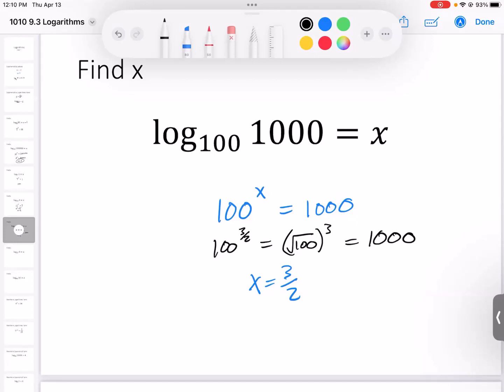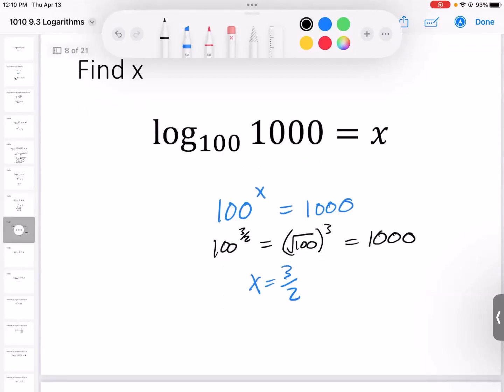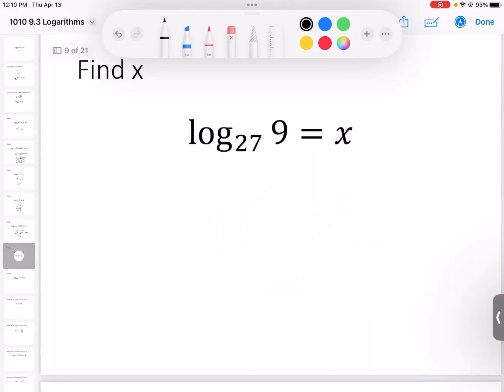So sometimes, like in this situation, you may need to take a root and then raise it to a different power. So like on this one, we just took the square root, and so we had an exponent of 1/2. But in this one, we had to take a square root and then cube it. And so that's why we had our exponent be 3/2. Any questions on that? Why don't you guys try this one on your own?